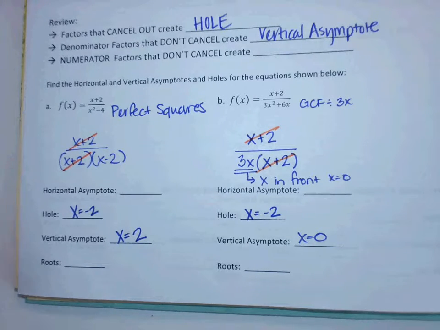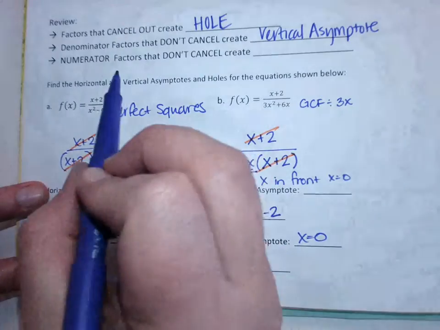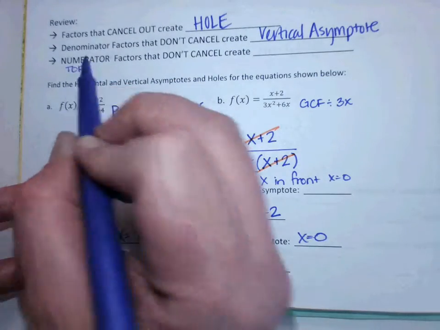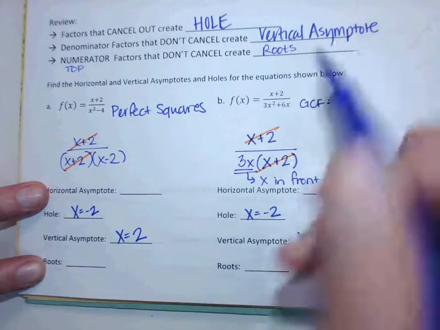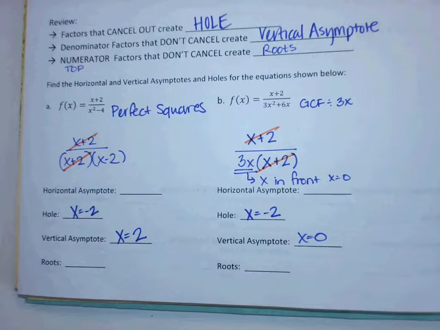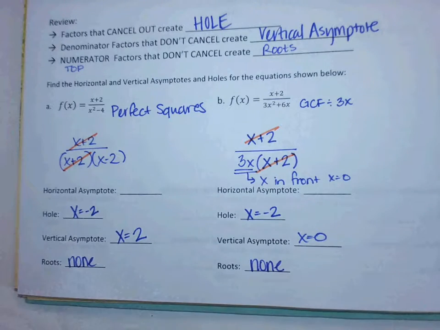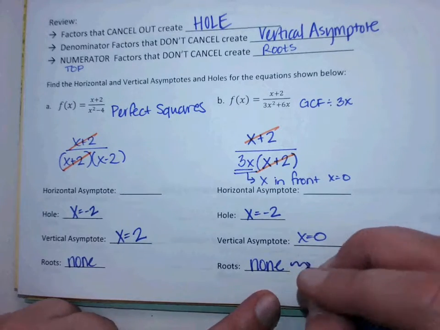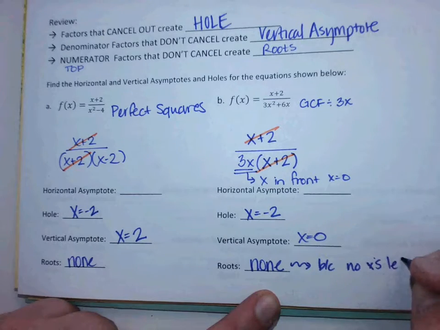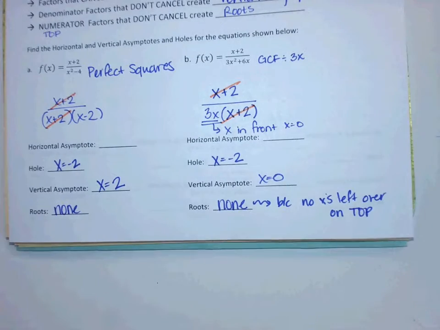Okay, now the new stuff we're going to add are these two. Roots you can pretty much already do, but we're not going to see them on the front. Factors that don't cancel in the numerator, which is the top, those are going to be roots. Now, look at both of the examples that we just did. Did either one of them have an x left over on the top? No. So that's why for both of these, I'm going to put none. When we flip over to the back side, you're going to see examples where factors are left over on the top. That's where the roots come from. So if you don't have any x's left over on top, then you just don't have any roots.